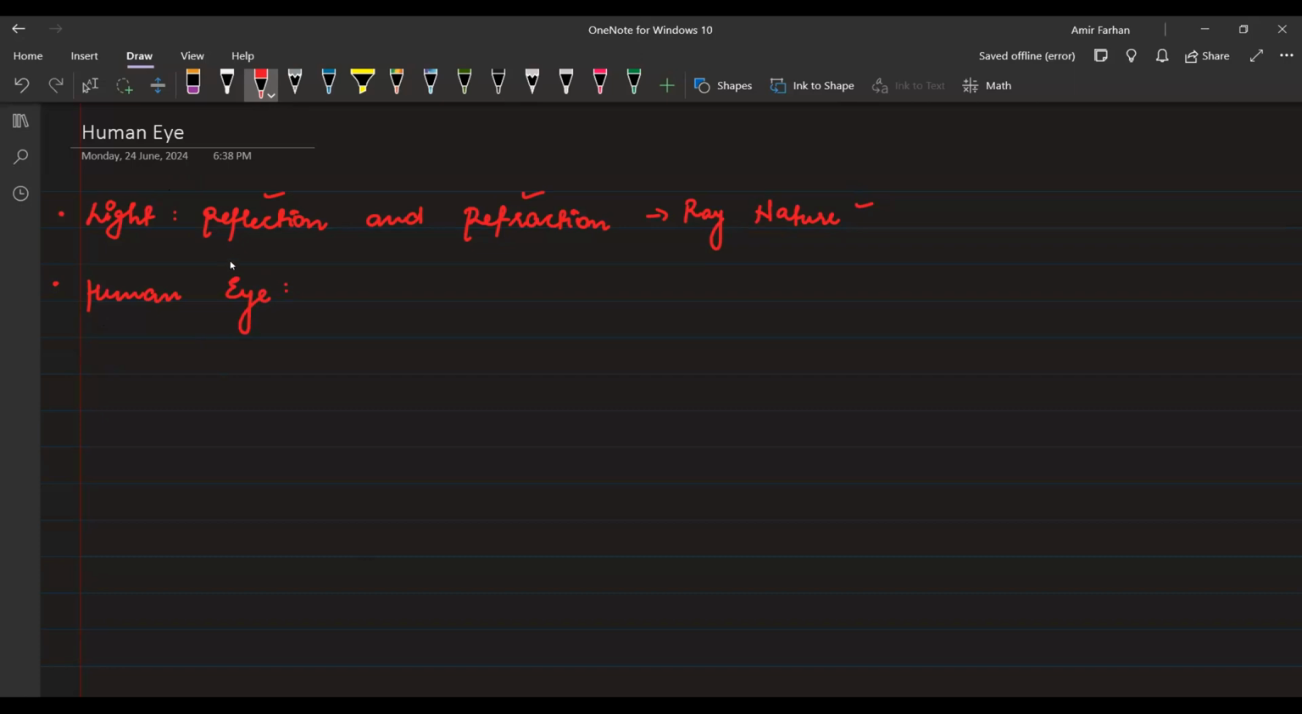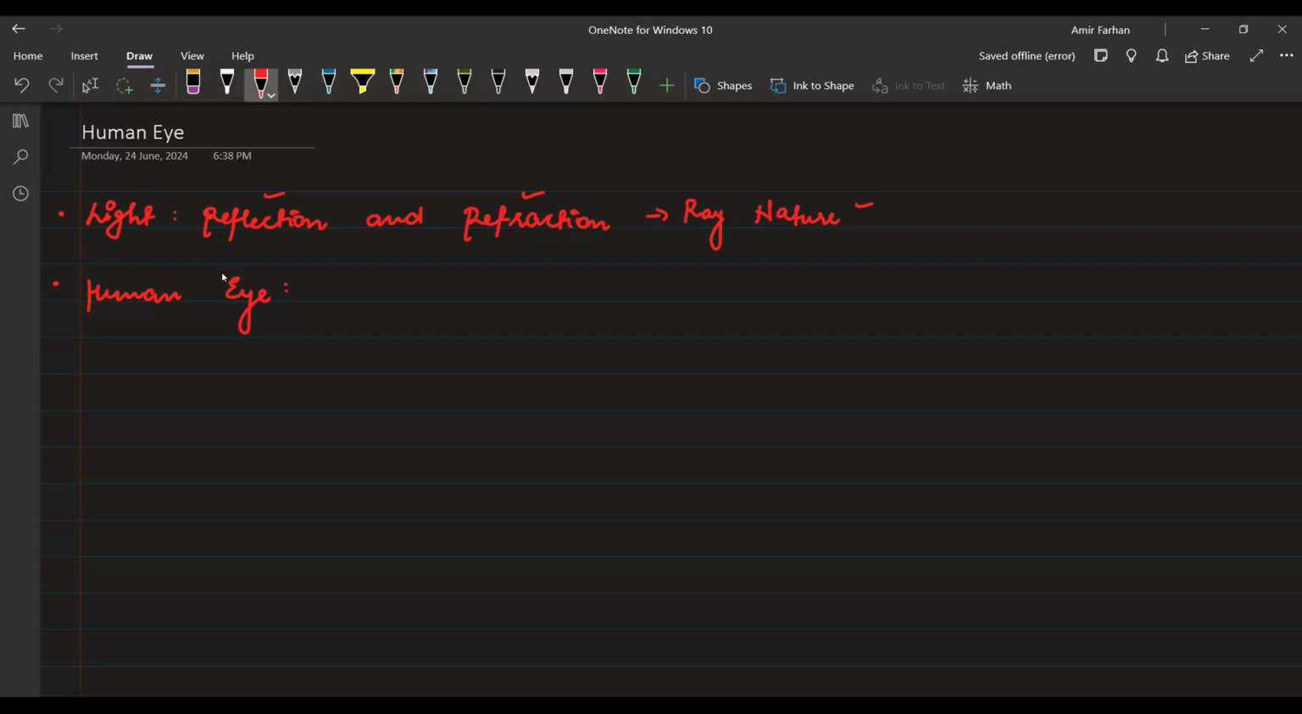But the human eye, you can say, is the extended part of light. In this, we'll study the actual application of light in the real world. We'll study the human eye and what the functions of the human eye are. What are the components in the eye, like retina, ciliary muscles, lens, cornea, blind spot, optic nerve, and what are the functions of those components? We'll study this in detail.